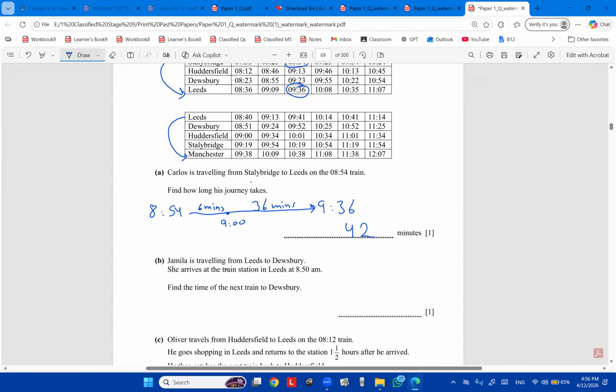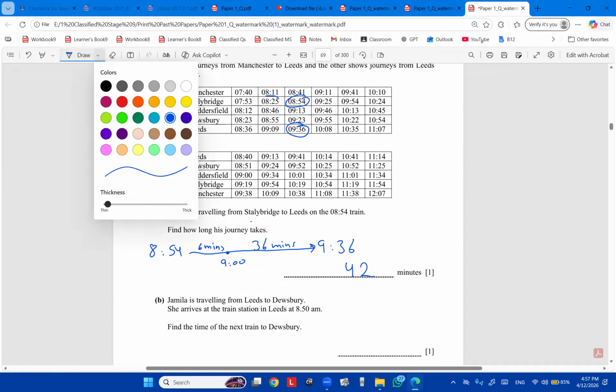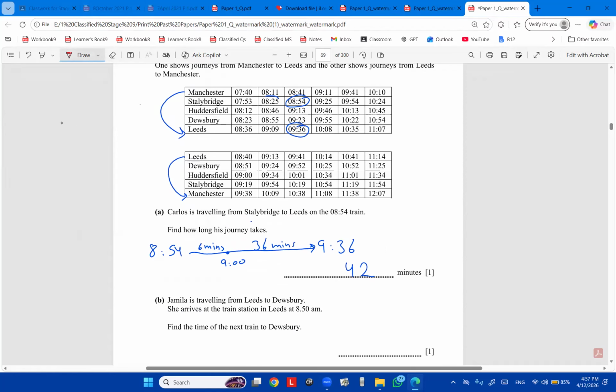Jamila's traveling from Leeds to wherever that place is. I don't know how to pronounce it, to be honest with you. So she arrives at the train station in Leeds at 8:50. I'm gonna choose here a different color just to avoid confusion. From 8:50 from Leeds. So the next train, so 8:50 is here. She arrives at 8:50.